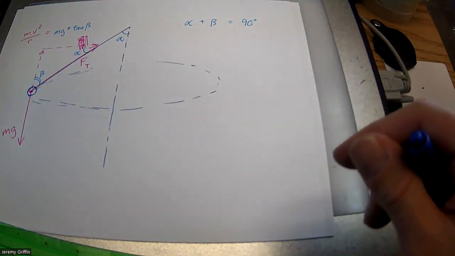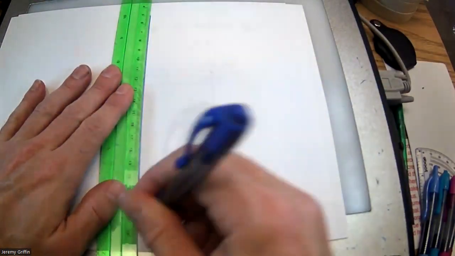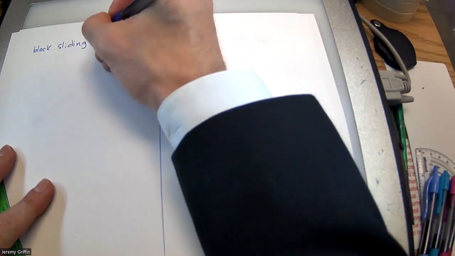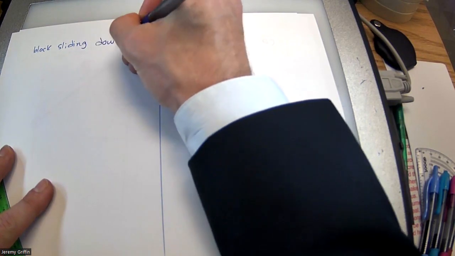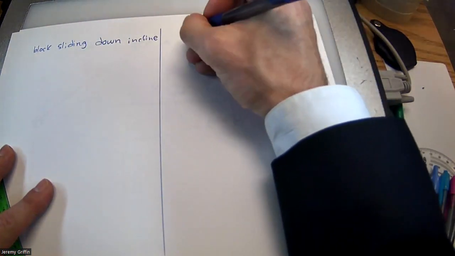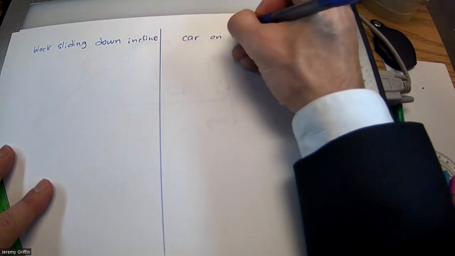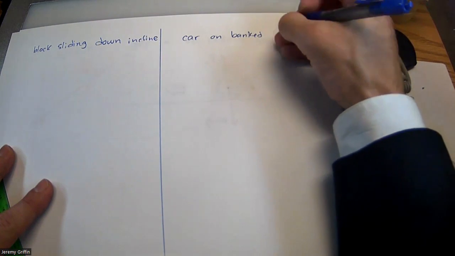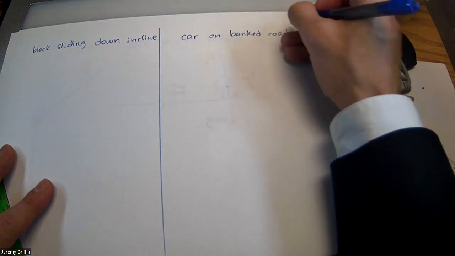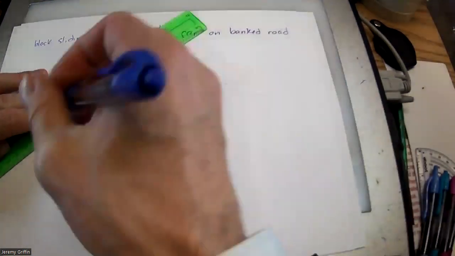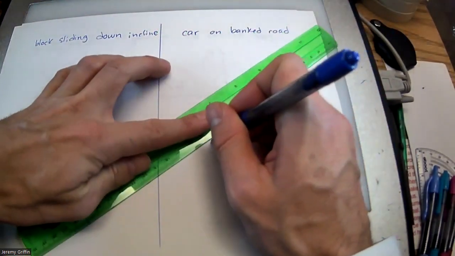So I'll give you guys a huge hint here by helping you set up a free body diagram for that situation, because it's different than the block sliding down the incline. Oh, maybe I'll do it side by side. That's what I should do. So two different scenarios. Block sliding down incline versus a car on a banked road, say like turning left going into the page, something like that. Now at a glance, these might look pretty similar situations.